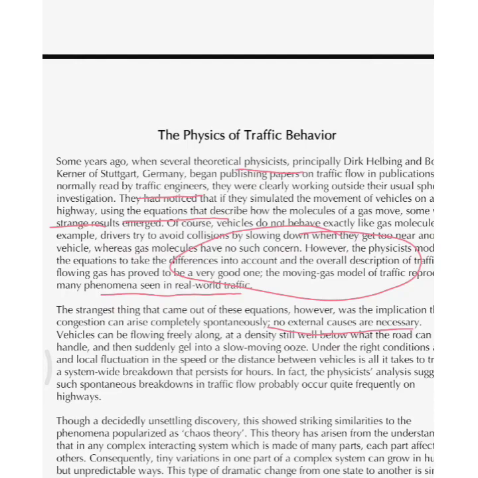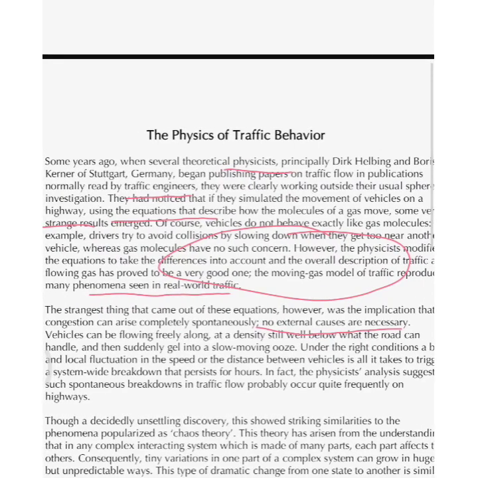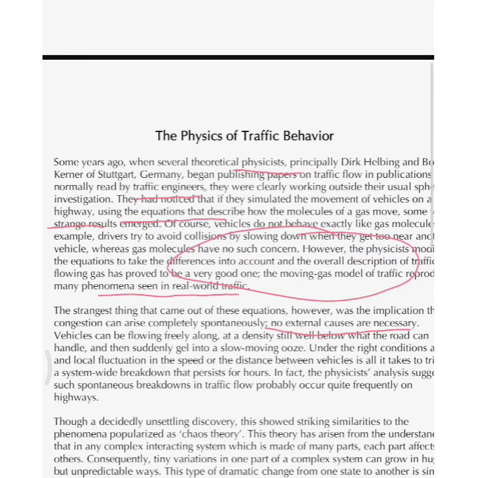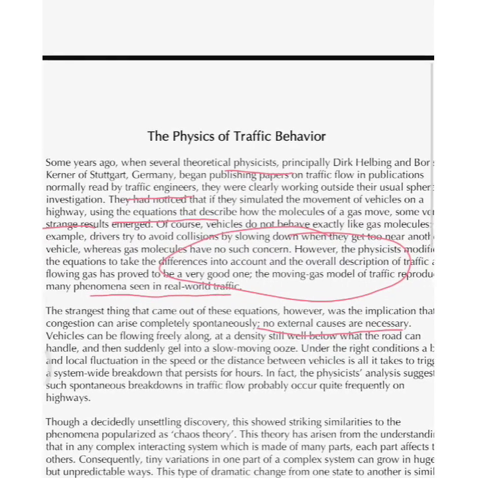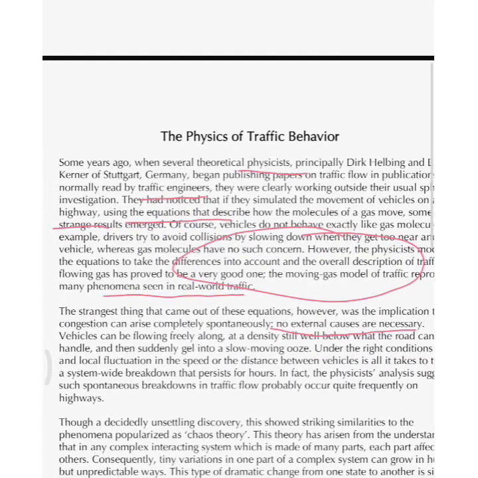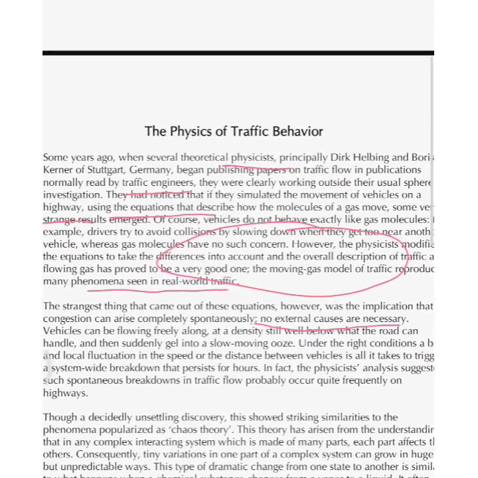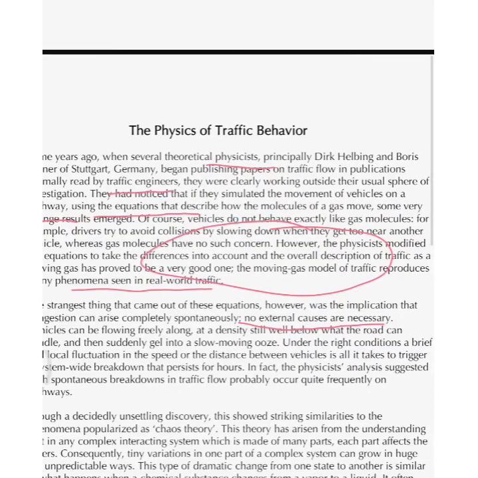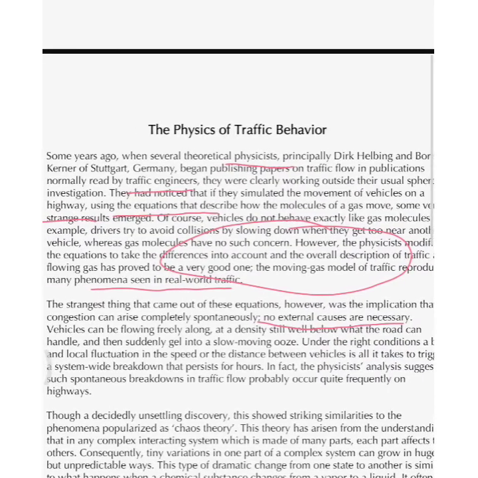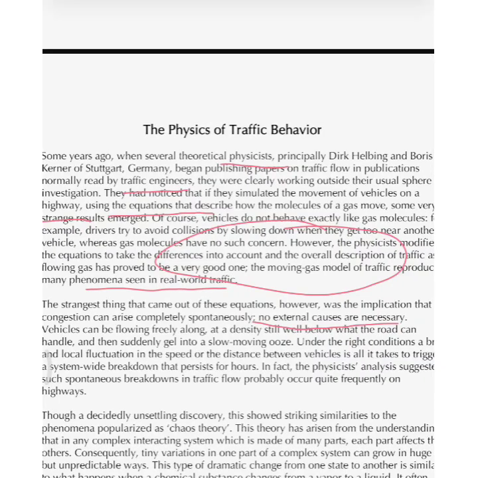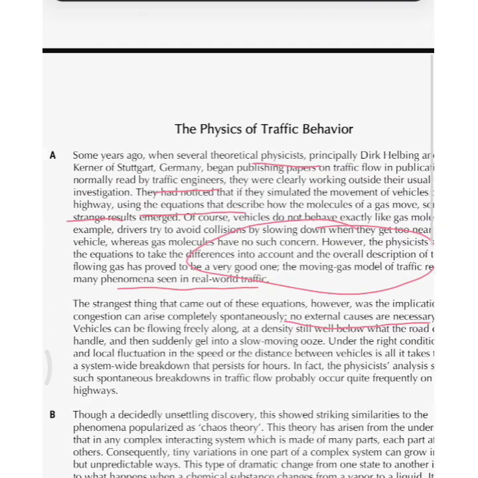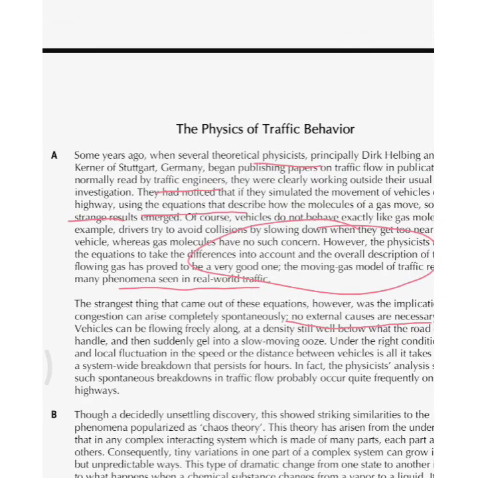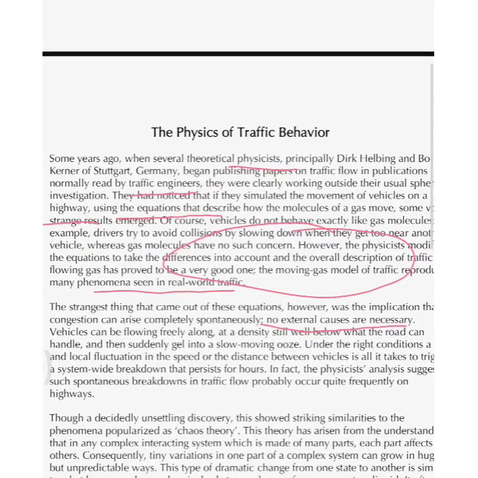Vehicles can be flowing freely along at a density still well below what the road can handle, and then suddenly gel into a slow moving mass. Under the right conditions, a brief and local fluctuation in the speed or the distance between the vehicles is all it takes to trigger a system wide breakdown that persists for hours. In fact, the physicists' analysis suggested some spontaneous breakdowns in traffic flow probably occur quite frequently on highways. Now, what I believe, this information was again about how under the right conditions, local fluctuation of the speed.